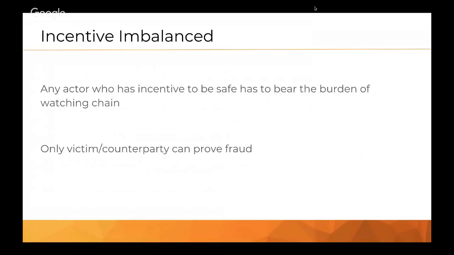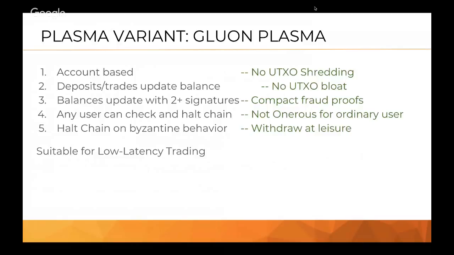So we created a version of Plasma called Gluon Plasma, and what we did was we made it account based. Most of the issues with Plasma are because of the UTXO model, which simply amplifies all the issues. The moment you make it account based, there is no shredding anymore, which means there is no bloat, and the fraud proofs are very compact. You don't need the entire history of the coin for anything. You just need to show the valid state and the invalid state, and there is sufficient information in those two to prove that something has gone wrong.